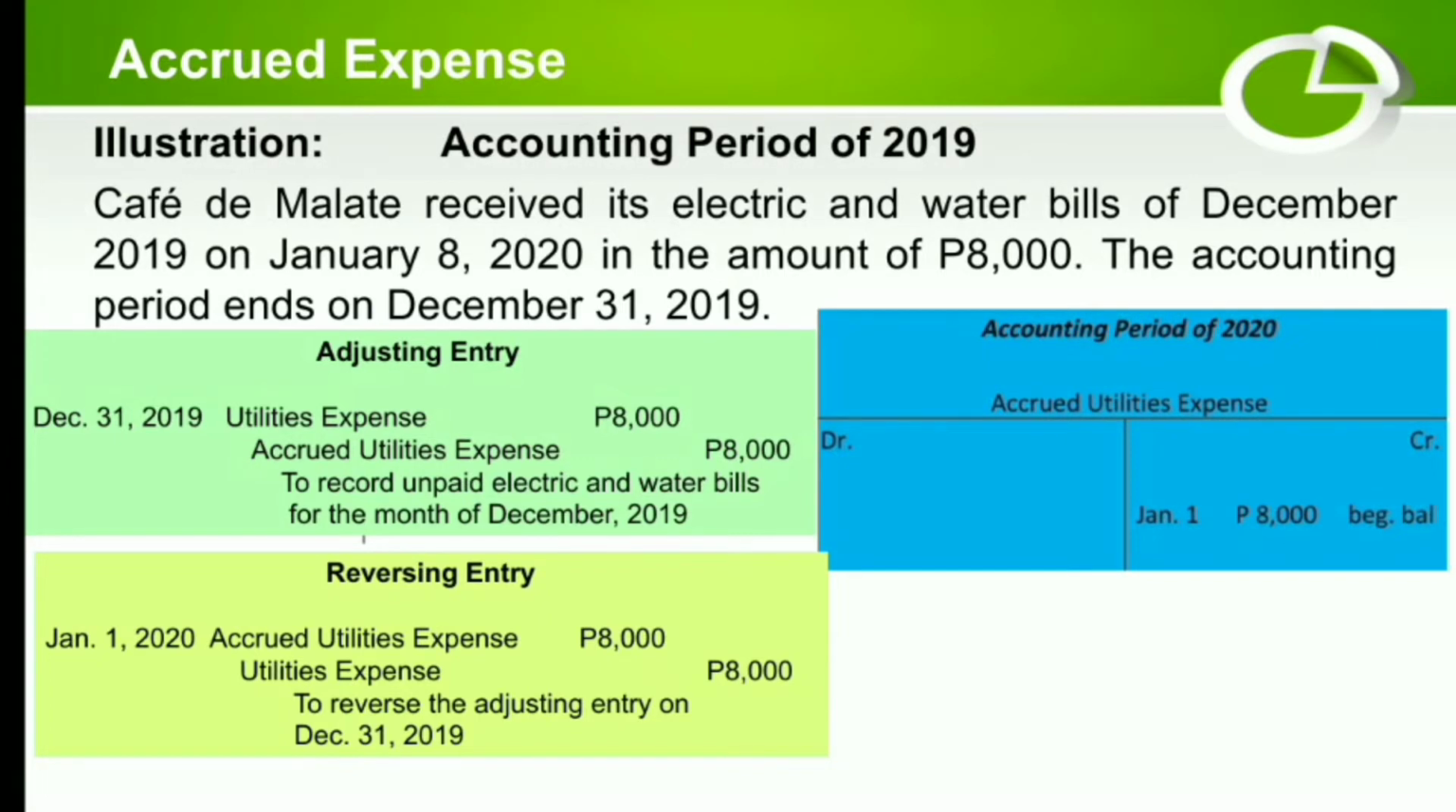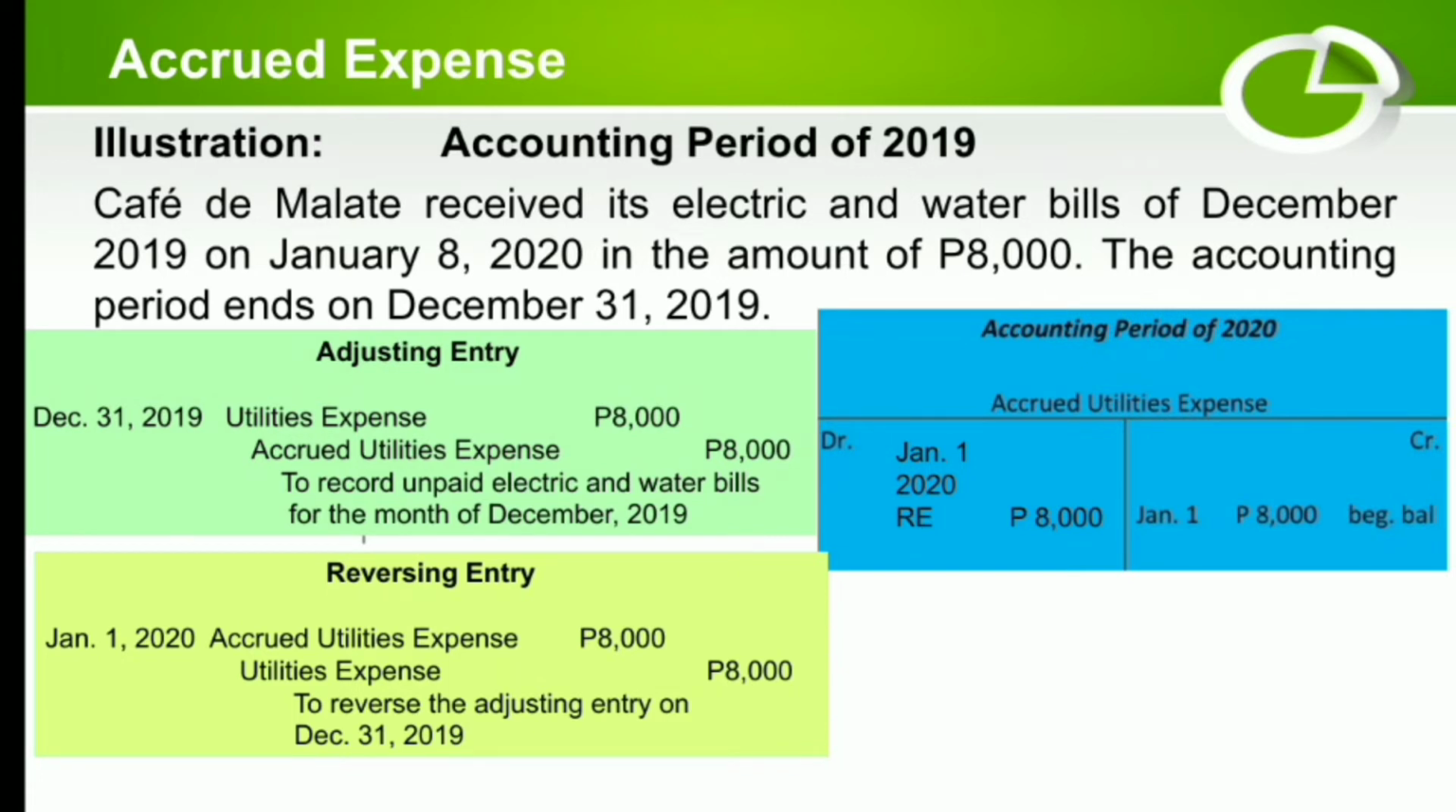And in the adjusting entry, we credited accrued utilities expense of 8,000 pesos. And then here in the reversing entry, we debited the accrued utilities expense by 8,000 pesos. So we just reversed it. That's why we call it reversing entry. This reversing entry will then be posted to its affected ledger accounts, and we will start with the debit to accrued utilities expense of 8,000 pesos. So this will be posted here in the T account of the accrued utilities expense. We have the date January 1, 2020, and we have the initials RE, which stands for reversing entry, and then the amount is 8,000 pesos.